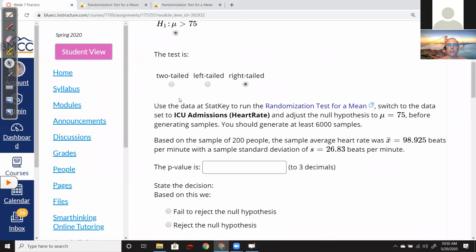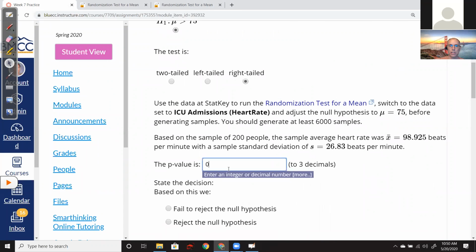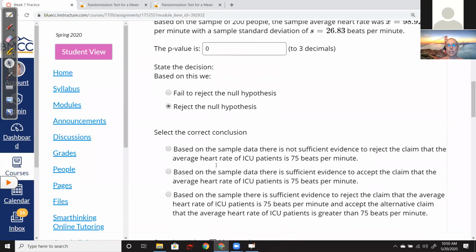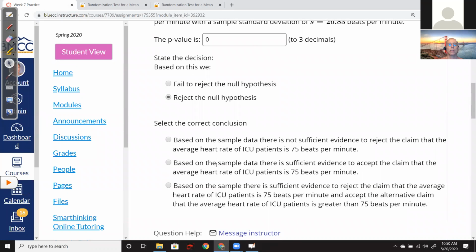So filling this out some more, my p-value is essentially 0. 3 decimal places is still 0. We are definitely rejecting the null hypothesis because the p-value is so small. And then it's a matter of picking the right one here. Let's see, based on the sample data, there is not. No, we found evidence. So it's not the first one for me. And yours will be in a different order, by the way. It shuffles them every time it runs a problem.